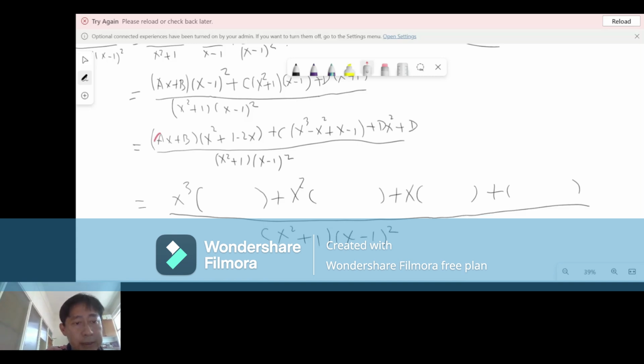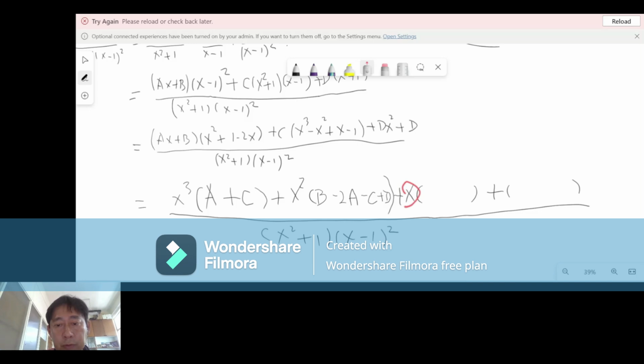We can see here ax multiplied with x squared gives you a factor of ax cubed. There will be a term cx cubed as well. So the coefficient for x power 3 is a plus c. For the coefficient to x power 2, we have b and minus 2a minus c and plus d. So that makes up the coefficient to x power 2.